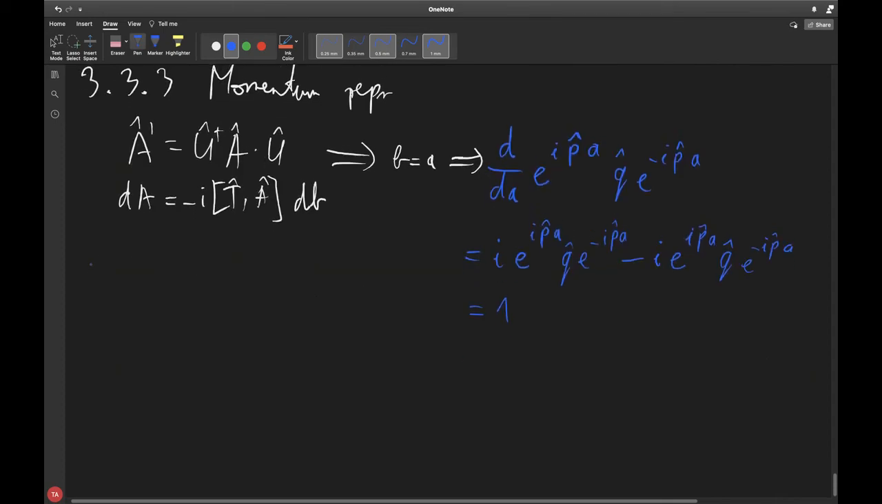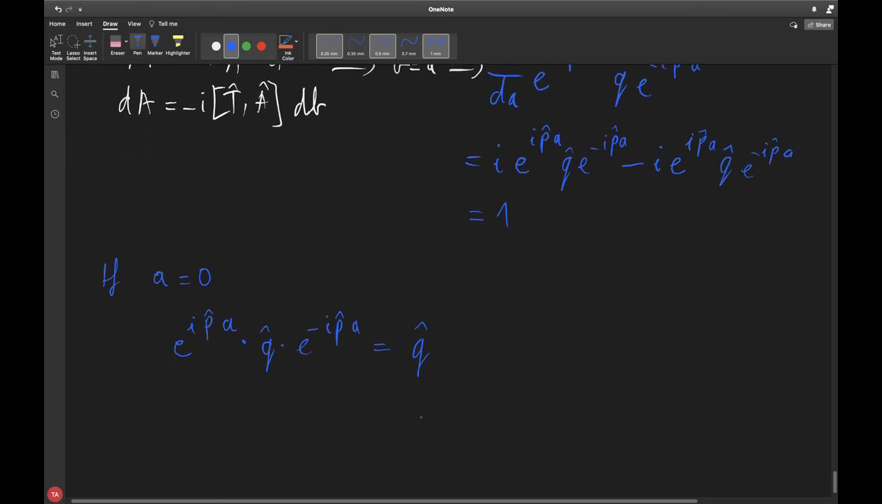Let's now say that this a parameter is 0, so there is no change in the location. Then the e to the i P operator a, times the Q operator, times e to the minus i P a. Well, if a is 0, then all this is just 1. So this all will lead to the Q operator itself.